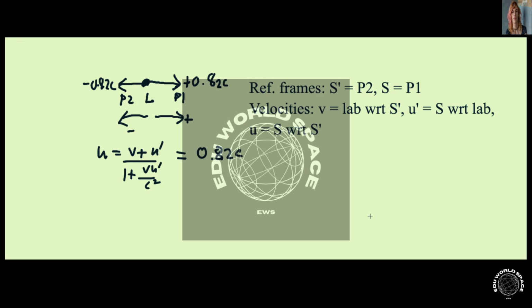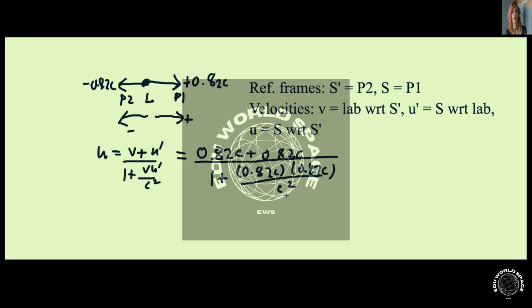and then U prime would just be the velocity of the positive moving particle, particle 1, with respect to the lab. So this would obviously be plus 0.82 C, divided by 1 plus 0.82 C times 0.82 C, right, over C squared.